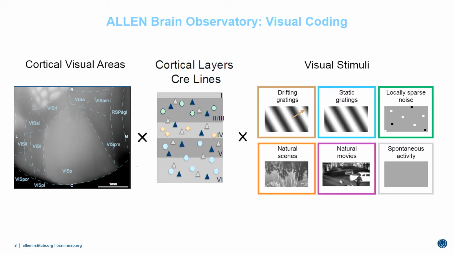We also want to make comparisons across different cells in different cortical layers, that are identified by different genetic cell types. So looking at different cortical layers and Cre lines, and using a wide battery of visual stimuli that we can use to really characterize the cell's visual response properties. So we have a number of stimuli, including synthetic stimuli, gratings and noise, as well as more naturalistic stimuli as well.